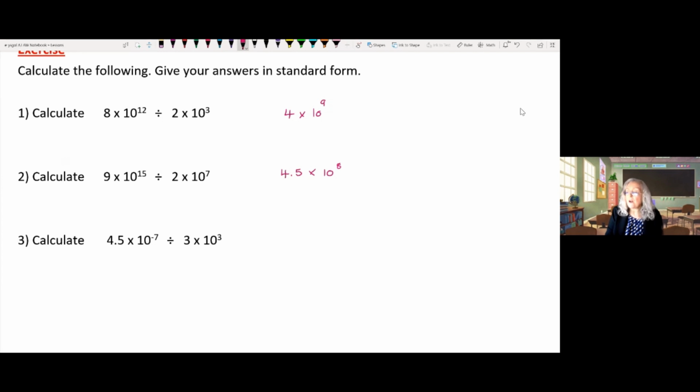Last one, 4.5 divided by 3 is 1.5 multiplied by, and then you're subtracting the little numbers. So it's 10 minus 7, take away another 3 is minus 10. And if you check all of these, they're all a number between 1 and 10 at the start, multiplied by a power of 10. So I'm happy that all of those are in standard form.